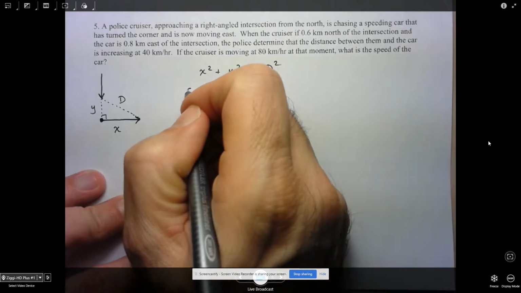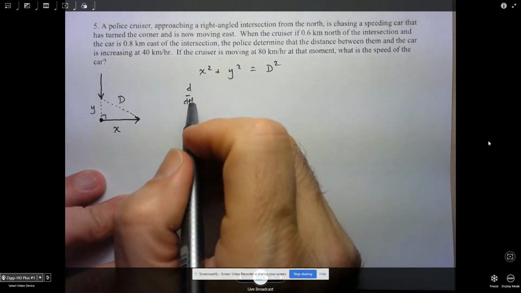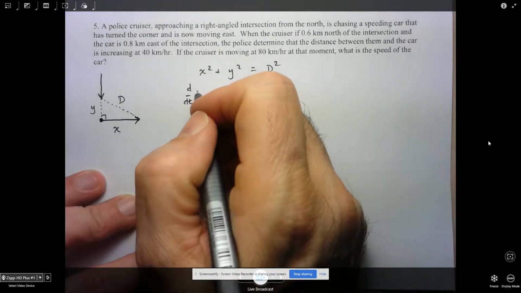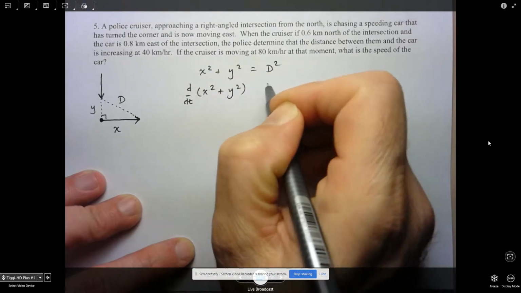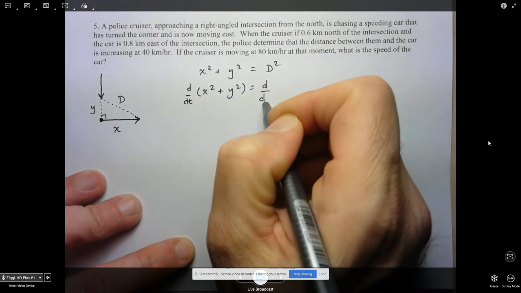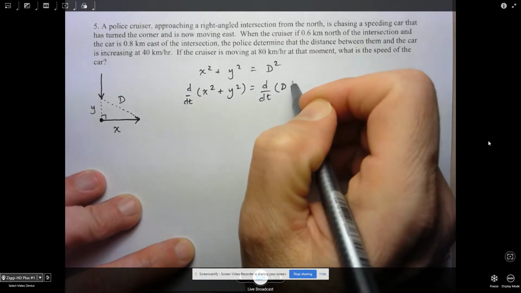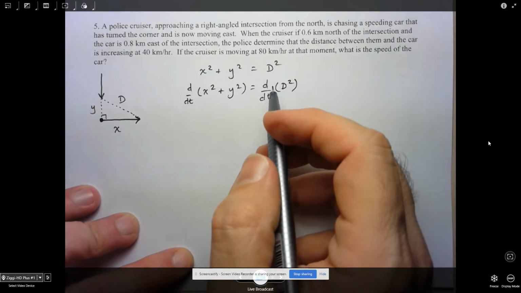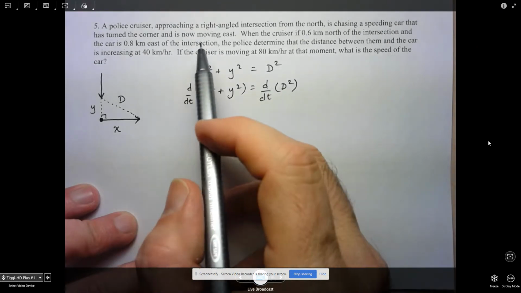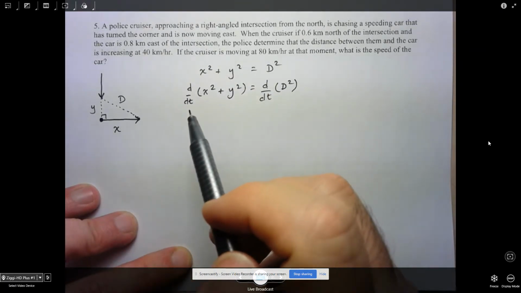So step one is to take the derivative of both sides. Here, I'm always going to use Leibniz notation, because I want it to be really clear that I'm taking the derivative with respect to t for all of these expressions, because what I'm interested in and what I'm given is all information in terms of rates with respect to time.